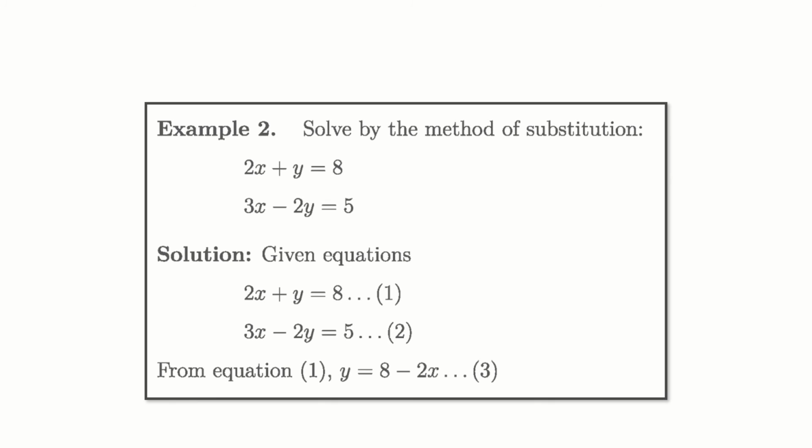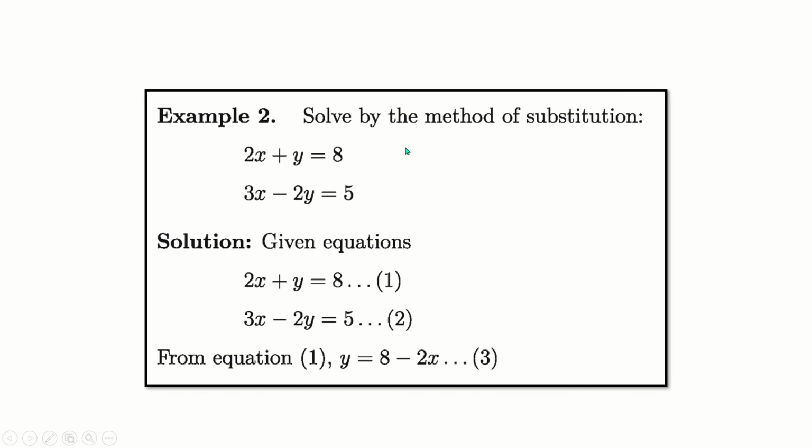Follow the solution. Here is an example to solve by the method of substitution. Here are given two equations: one is 2x plus y equal to 8 and another one is 3x minus 2y equal to 5. This is the given condition. From here we can take any one of these equations, either 1 or 2, but we have taken equation 1 to find the value of y. Y is equal to 8 minus 2x. This is equation number 3. You have to mention the numbers of equations 1, 2 and 3.